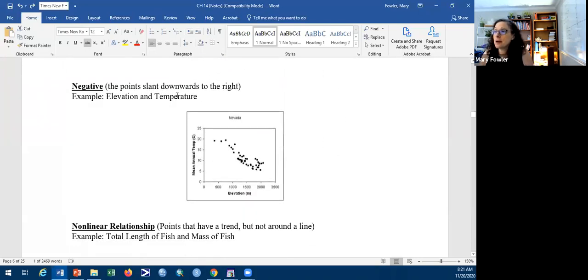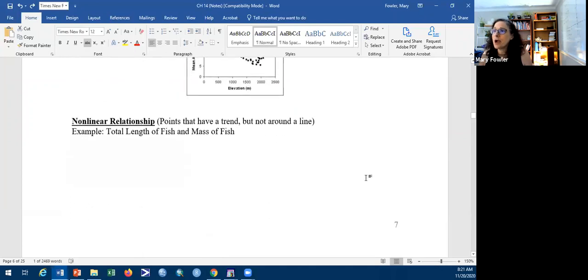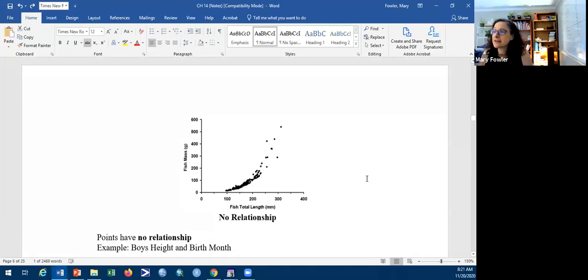There can also be a negative relationship. One example is if you look at the elevation, if you're climbing the mountain, and the temperature. So the higher you get, the cooler it gets as you get to the top of the mountain or higher up in the mountain. Here is an example of a nonlinear relationship.